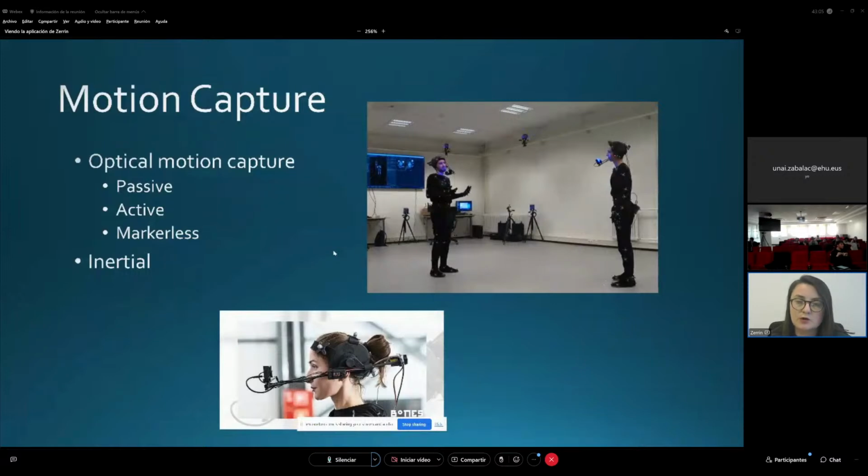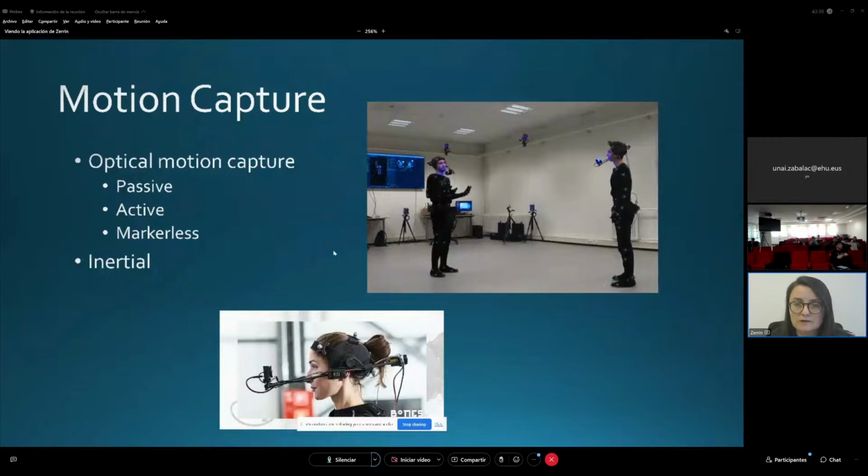Capture the movement of the actors or actresses with multiple cameras, for example, infrared cameras. The cameras can be passive or active. Passive markers are, as you see in the image, retroreflective markers, or you can also have light emitting active markers, or you can also go completely for markerless motion capture, because with video-based capturing systems, it's nowadays possible, even with your phone, to capture people.